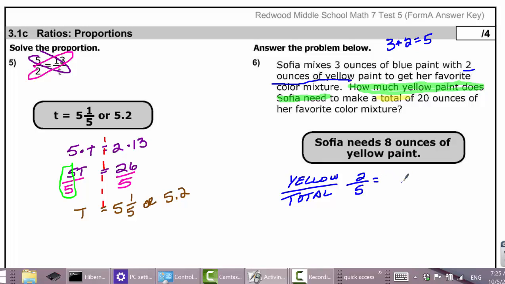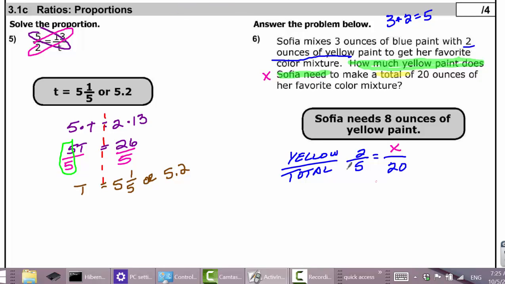And we know now there will be 20 ounces total, and there's our x value, we don't know how much yellow. Now that we have that set up, we could solve this problem the very same way we solved the last one. 2 times 20 equals 5 times x. And we'd set up our line down the middle. And we'd have 2 times 20 is 40, and 5 times x is 5x.